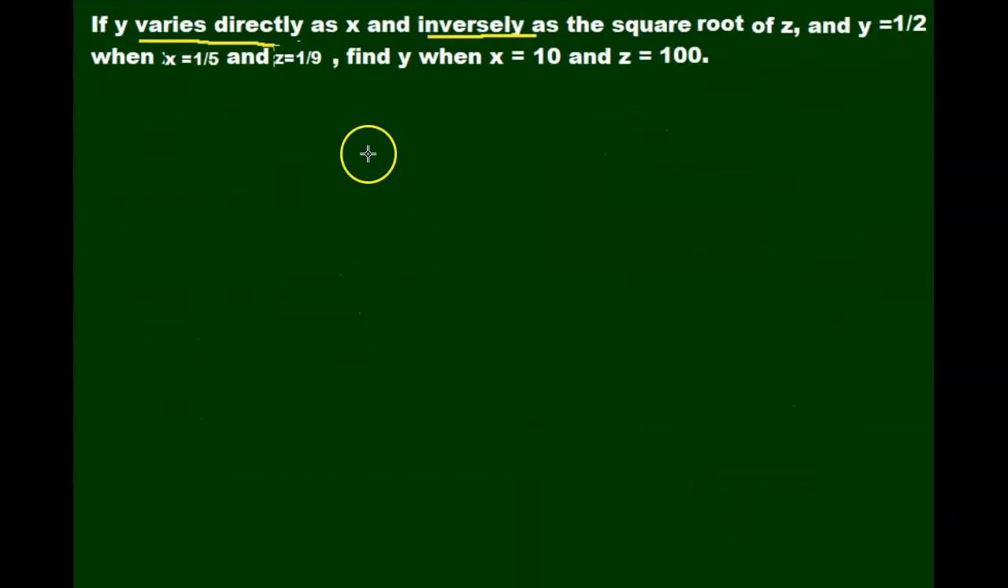Here's another problem. I've changed it up a little bit and changed some of the numbers to fractions. So if y varies directly as x and inversely as the square root of z, and y equals half when x equals 1/5 and z equals 1/9, find y when x equals 10 and z is 100. Again, let's turn our word problem into an equation. So y equals k, constant of proportionality, varies directly with x, so it's kx, and inversely with the square root of z.